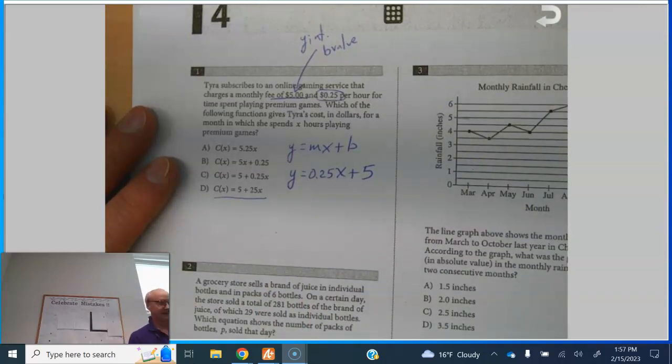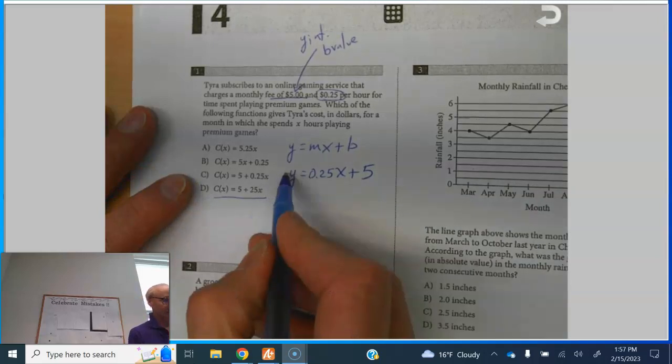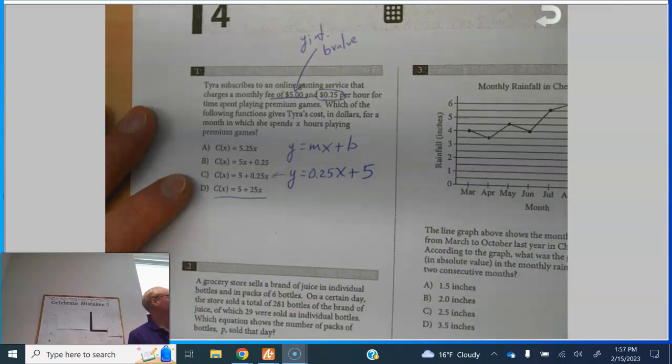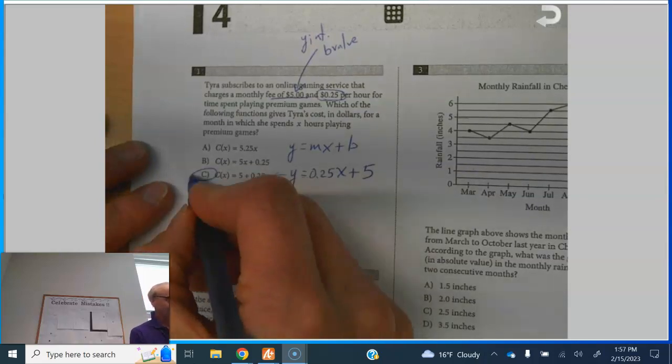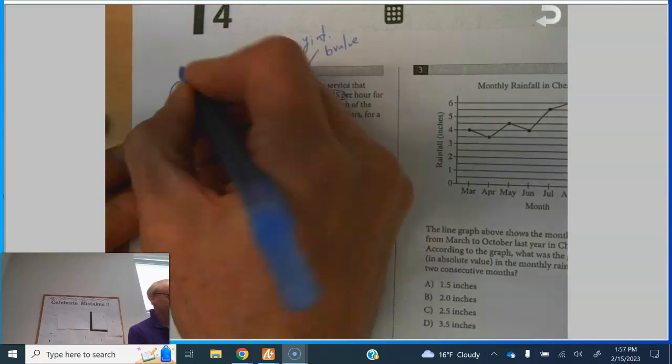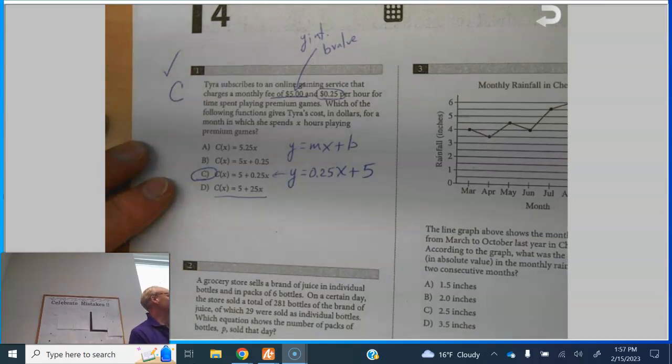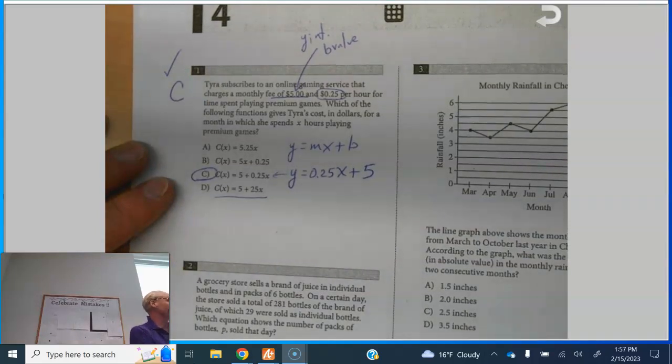Now what you'll notice is that they put it out of order, didn't they? They went the other way. It still was the correct one. Now, I think I got C right, and I'm pretty sure. I'd put a check on it because I'm pretty sure it's correct.